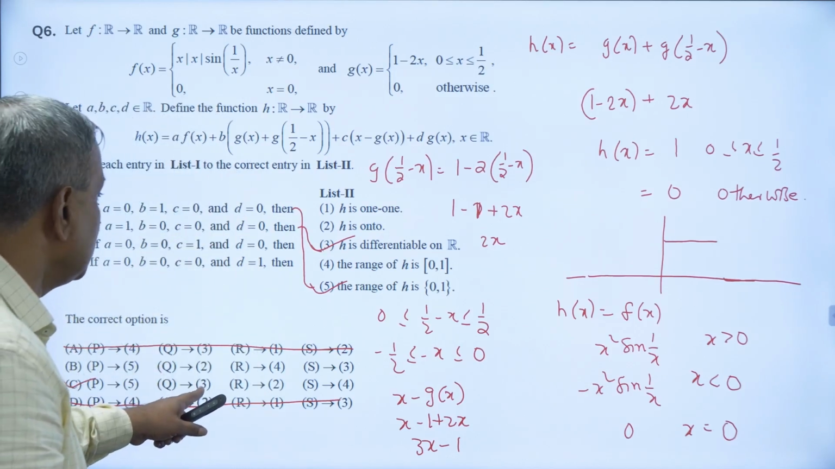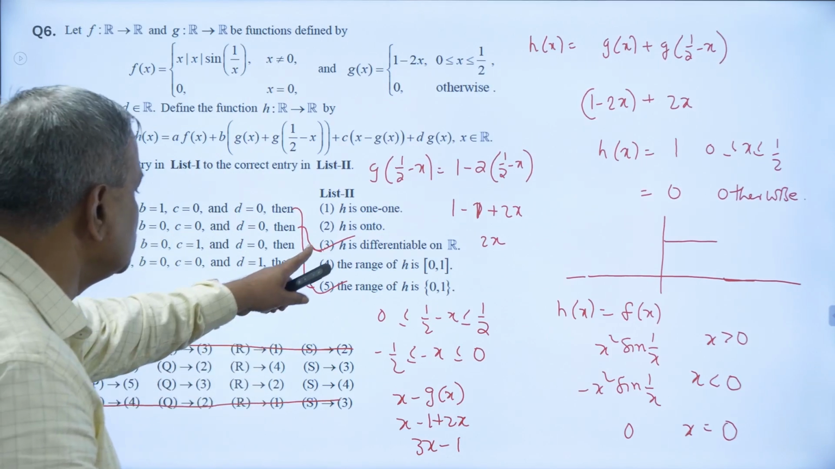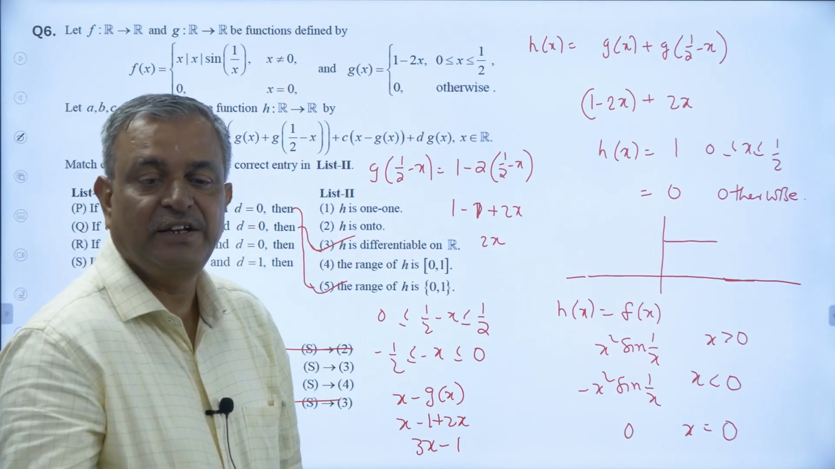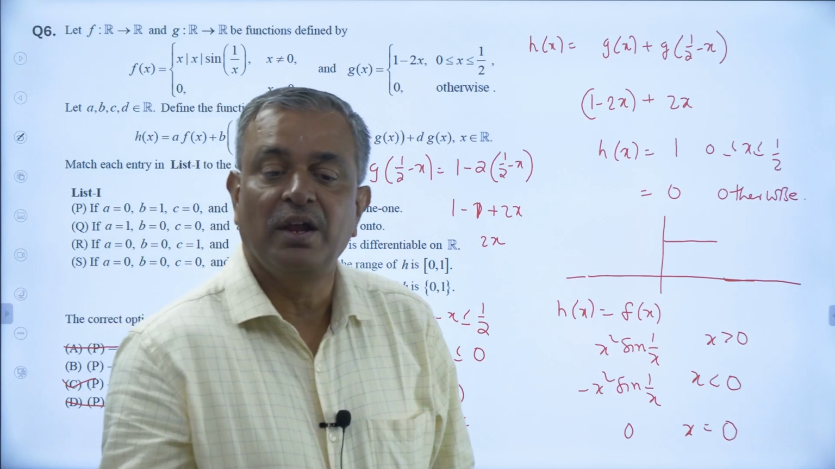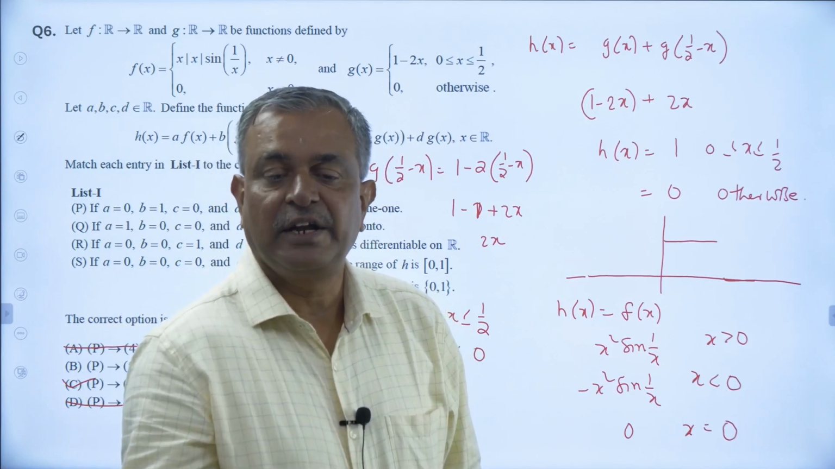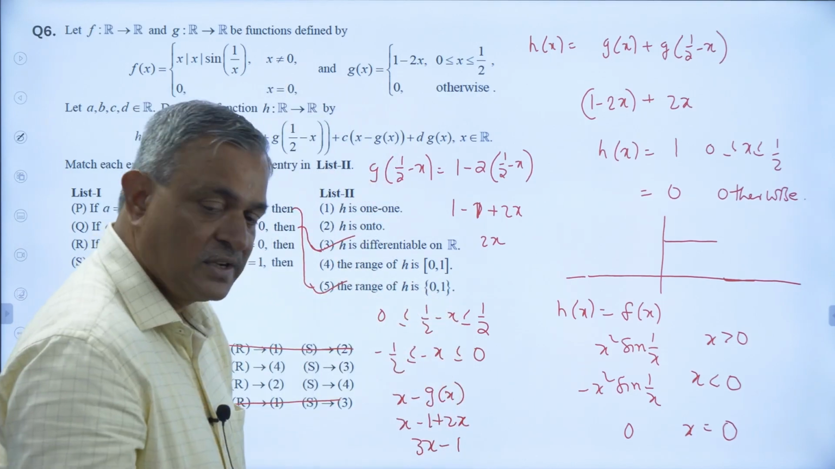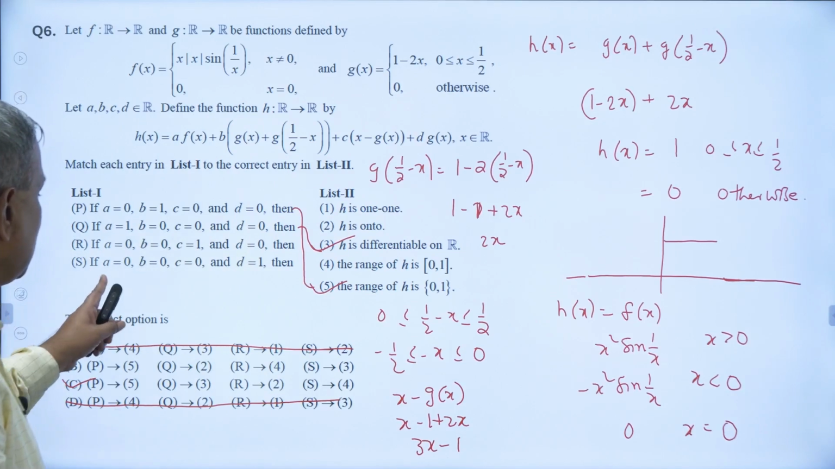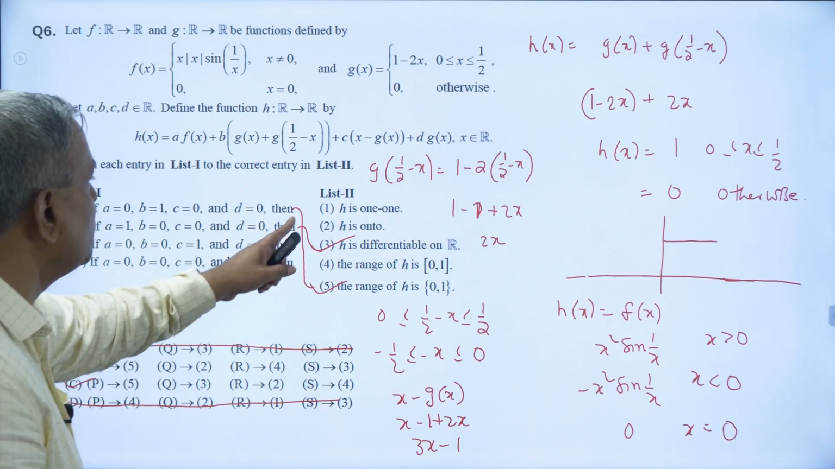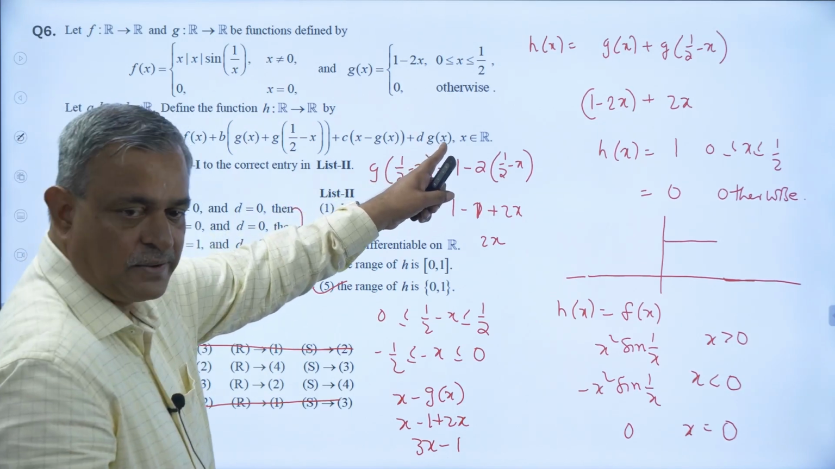P5, Q3, R is equal to 2, onto function. Because it's linear, you will get all real numbers. Correct? Next one, last: A0, B0, C0, D equal to 1. D equal to 1 is g of x only.